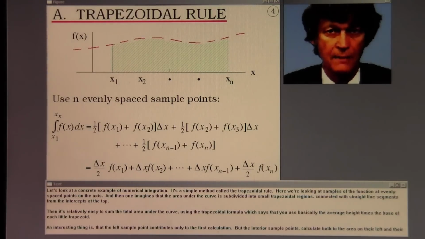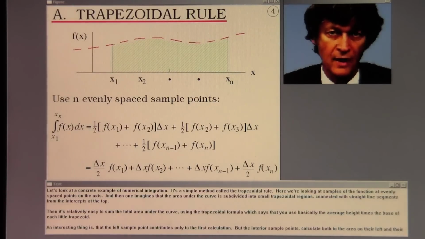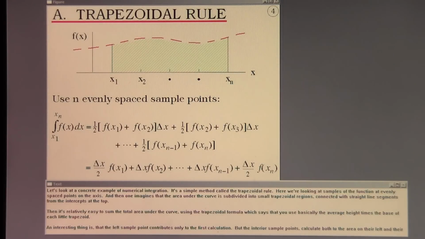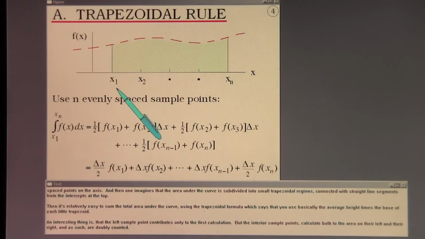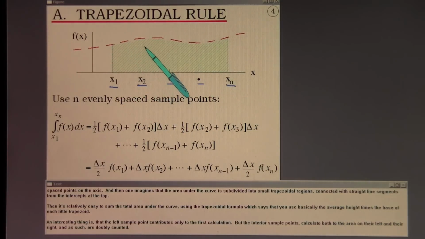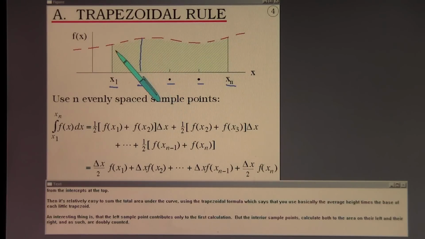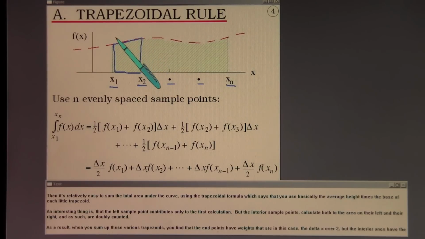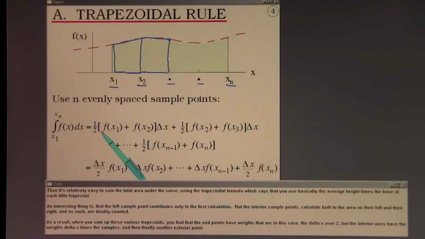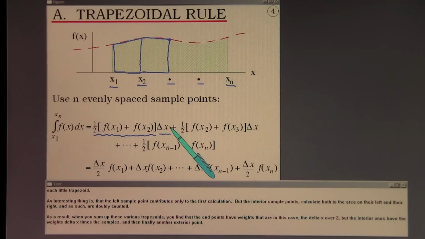Let's look at a concrete example of numerical integration. It's a simple method called the trapezoidal rule. Here, we're looking at samples of the function at evenly spaced points on the axis. And then one imagines that the area under the curve is subdivided into small trapezoidal regions, connected with straight line segments from the intercepts at the top. Then it's relatively easy to sum the total area under the curve using the trapezoidal formula, which says that you use basically the average height times the base of each little trapezoid.